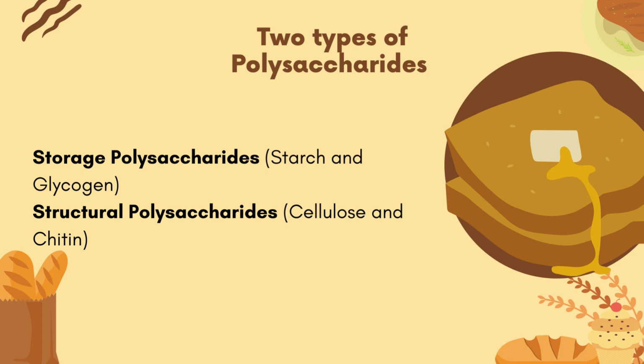Structural polysaccharides are polysaccharides that contribute as a structural component in different organisms. Cellulose for plants. So you know that cellulose is an important aspect of the plant cell wall. So cellulose is a type of structural polysaccharide. Chitin is found in arthropods, in crabs, shrimps, in their exoskeletons. That is one of the products of chitin as a structural polysaccharide.